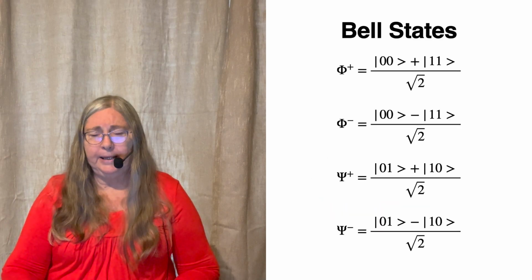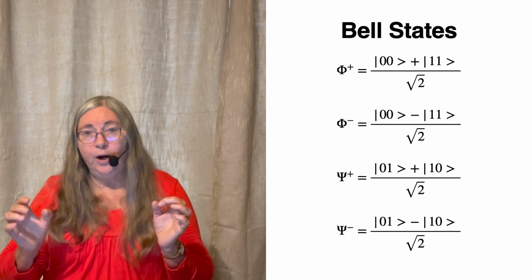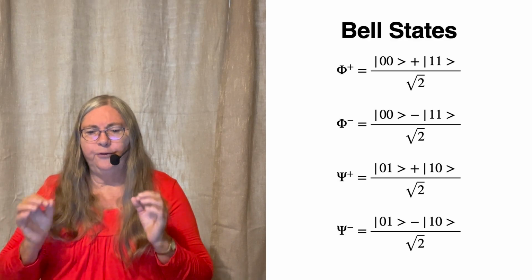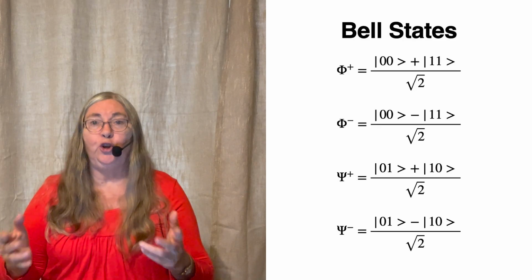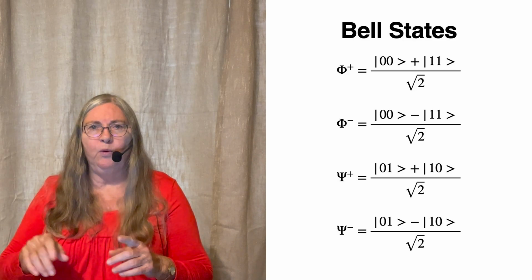Now, to see what that means, the quantum computer folks define 4 different Bell states. Quantum computing is done with qubits. Each qubit can be 0 or 1.